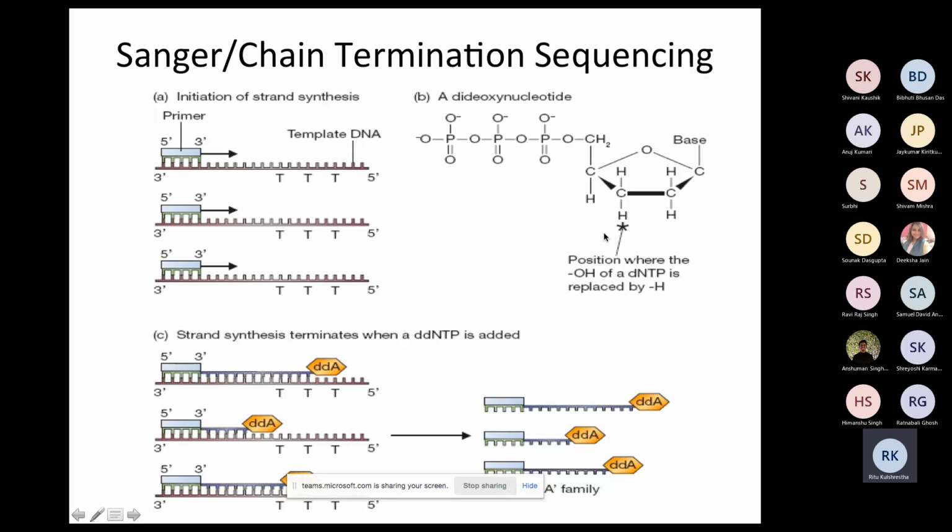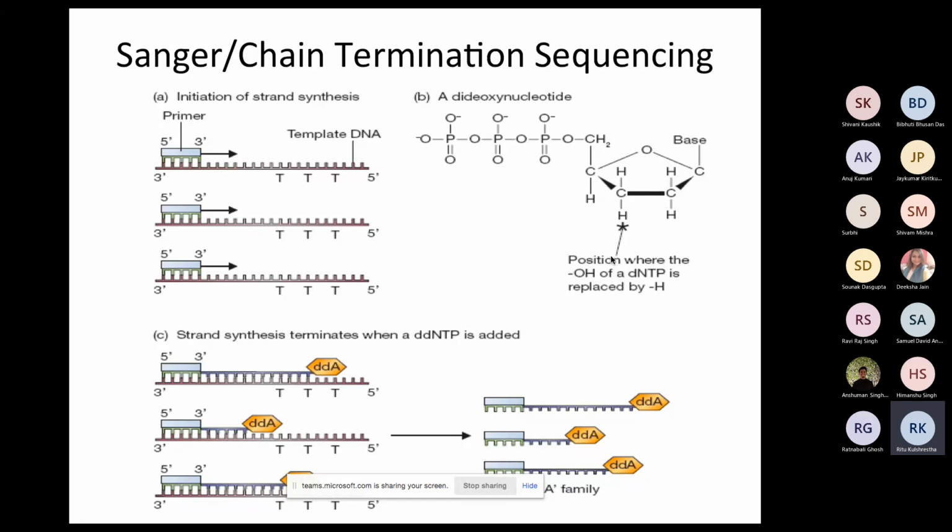And the consequence of the absence of the 3' OH group is that no further phosphodiester bonds will be made. So if a ddNTP gets incorporated in your reaction, the chain will be terminated there and then. Why is it terminated? Because it doesn't have the OH group here, it just has the H group here, and so the phosphodiester bond for the incoming nucleotide cannot be made. So one point is this.